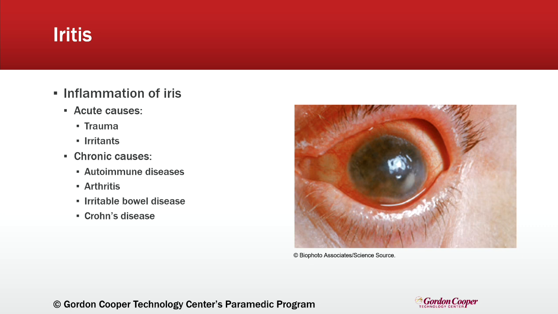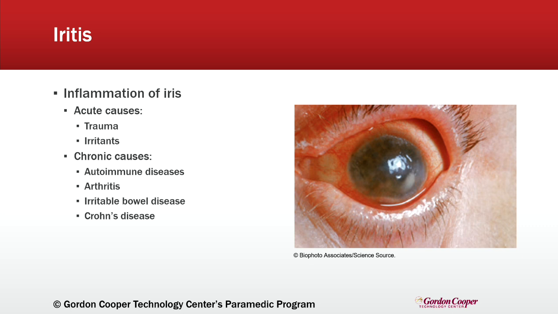Iritis can be either acute or chronic. It's often caused by trauma or irritants to the eye, so it's not typically a disease process, and it usually only affects one eye. It can be chronic from an autoimmune disorder, so a disease is not completely unheard of, but it's not the most common reason for it. It can result from things like rheumatoid arthritis. Other causes can include irritable bowel syndrome and Crohn's disease.